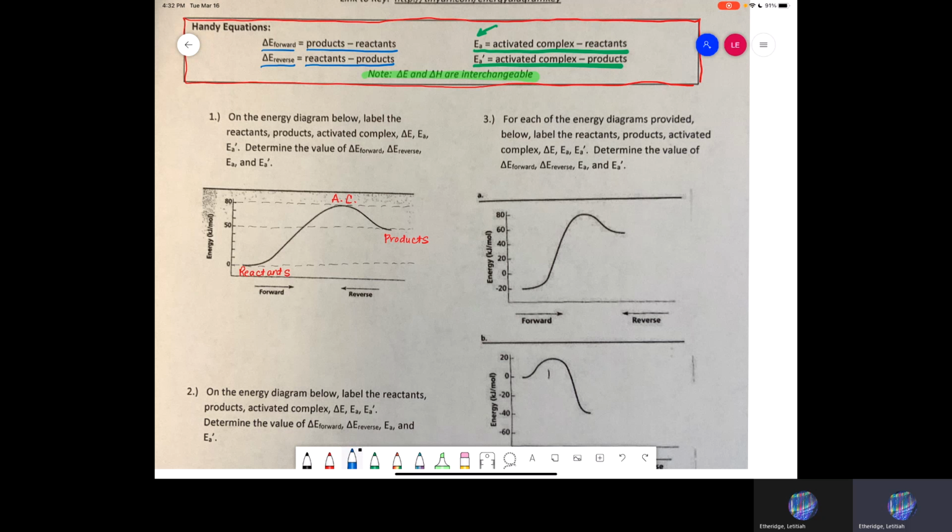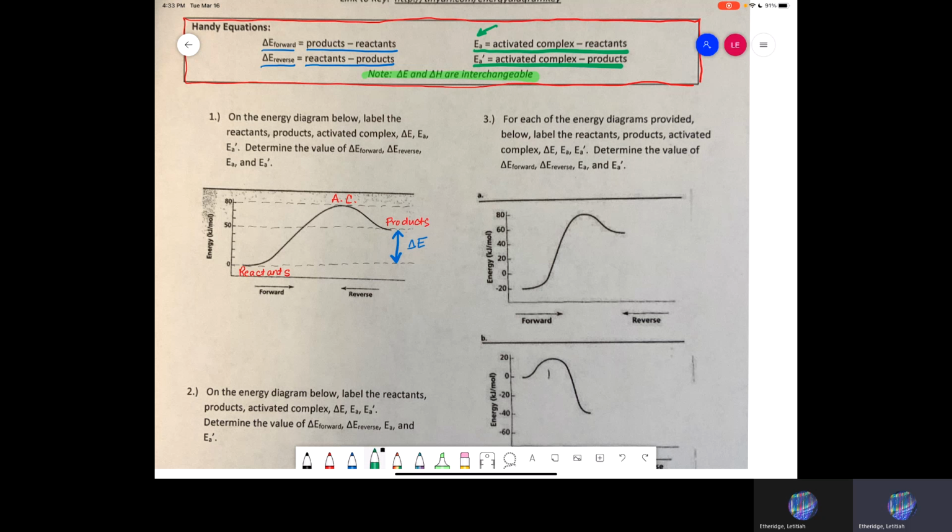All right, so now we need to label everything. If you take a look at your definitions, you know that delta E is always going to be the difference between the products and the reactants. So just to make this easier, I'm going to write products up here so you guys don't get confused. Delta E is the difference between the products and the reactants, and I'm going to make sure I label that appropriately as delta E.